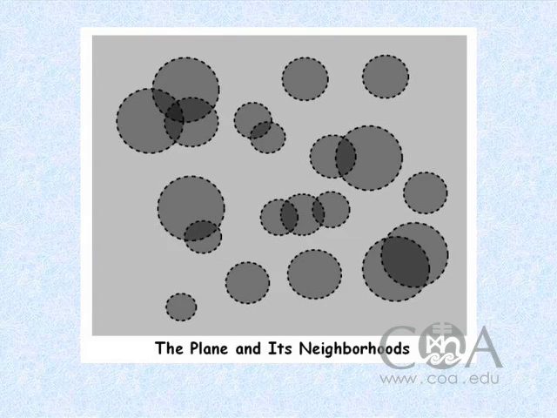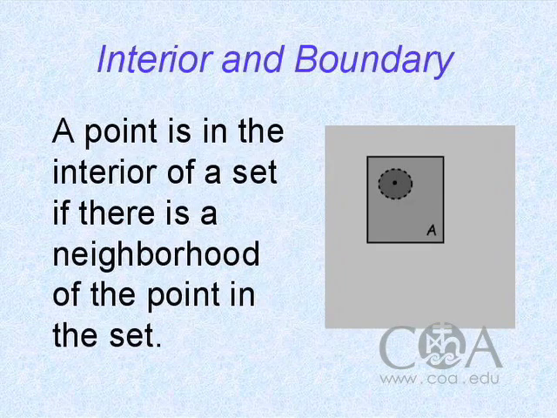Now, for the application that we're going to discuss, having to do with geographic information systems, two important concepts that we're going to look at from topology are interior and boundary. So let's get an idea what that means. A point, and we're looking at this point right here, is in the interior of a set if there's a neighborhood of the point in the set. So you see in this picture there's a neighborhood around that point that lies in this set A, so that point is in the interior.